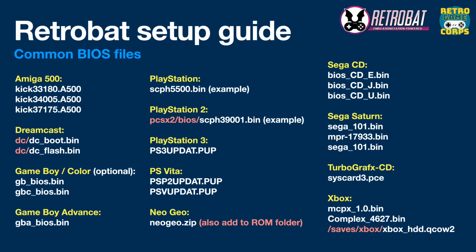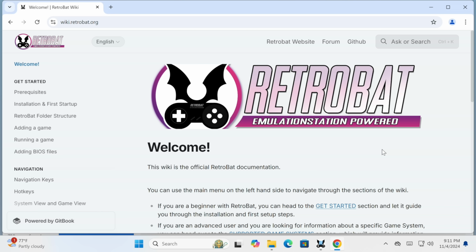And so everything that has a somewhat different location is going to be highlighted in this peach color. And of note, many of your favorite systems won't require BIOS files at all. For example, Nintendo GameCube, you don't have to add anything. This is really only going to come into play for the systems that you see here and a couple that are more obscure.